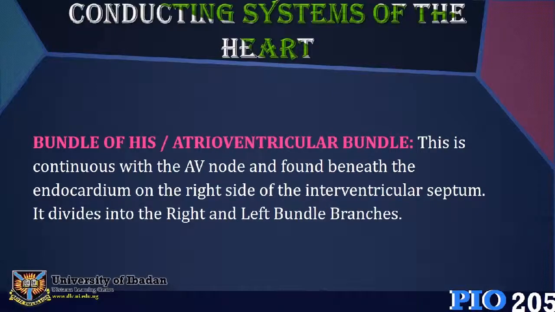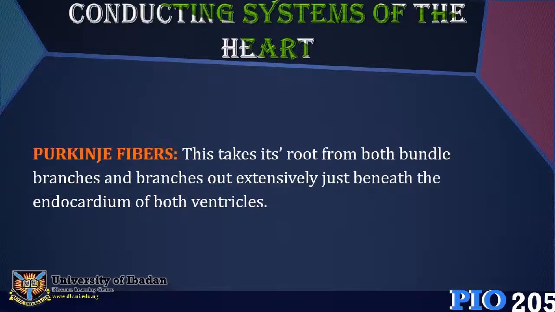Bundle of His, the atrioventricular bundle. This is continuous with the AV node and found beneath the endocardium on the right side of the interventricular septum. It divides into the right and left bundle branches.